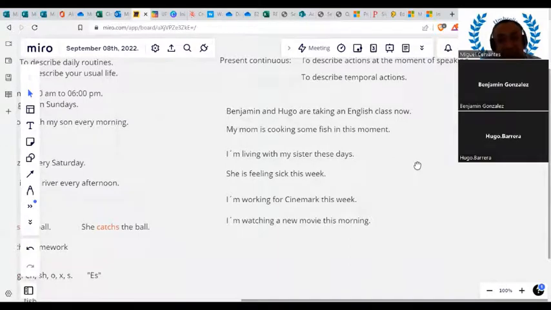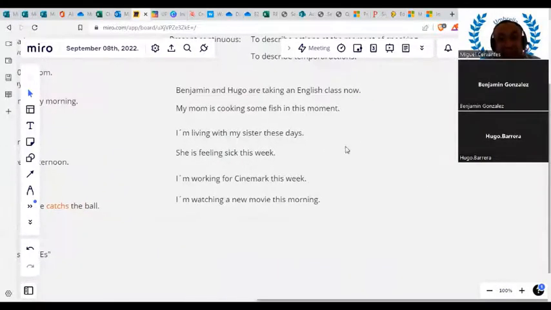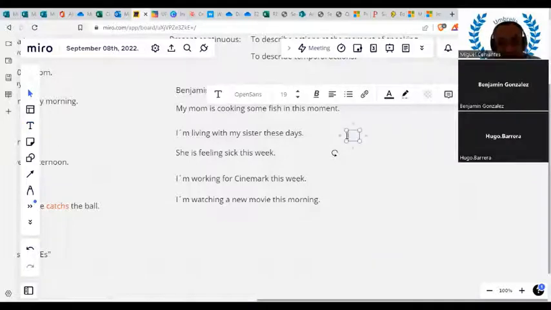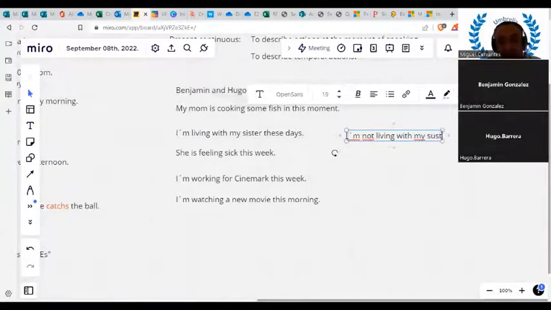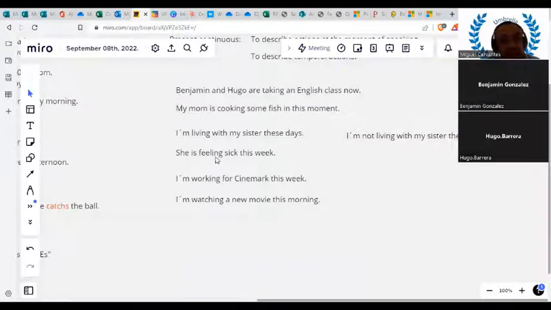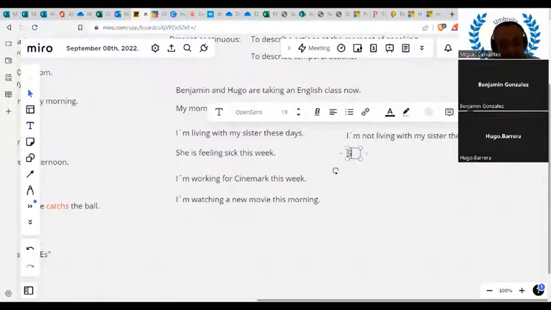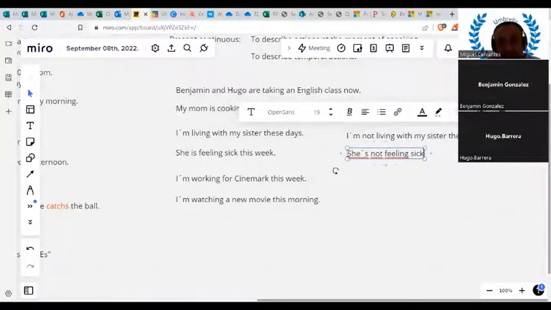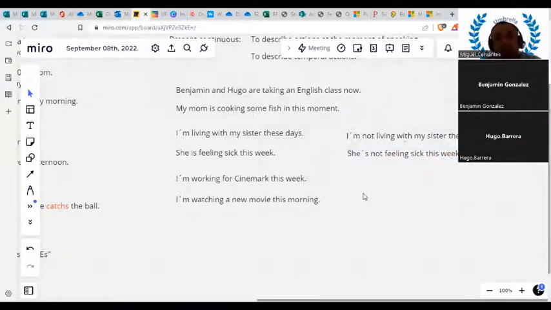Remember, super easy. The negative. I'm living with my sister these days. Negative: I'm not living with my sister these days. Negative. She's feeling sick this week. She's not feeling sick this week. What about the question?